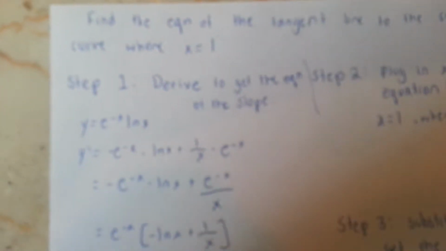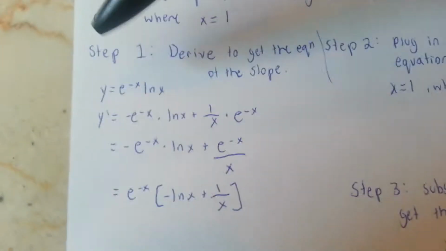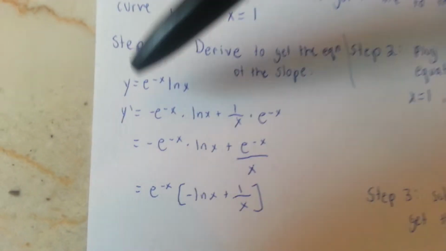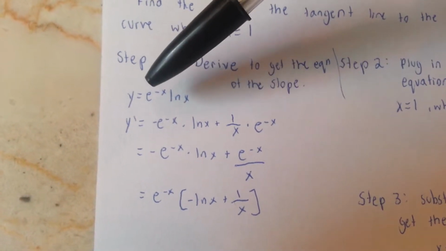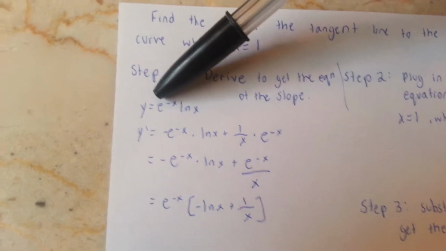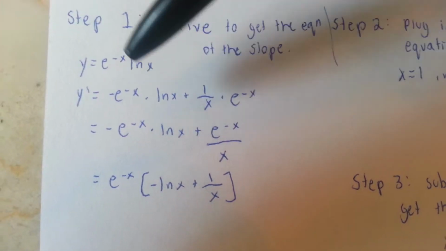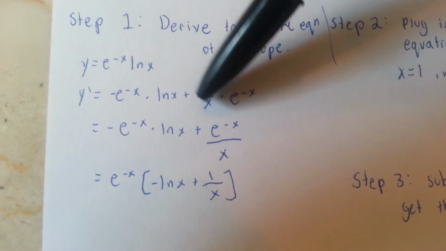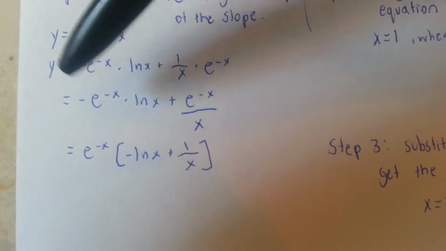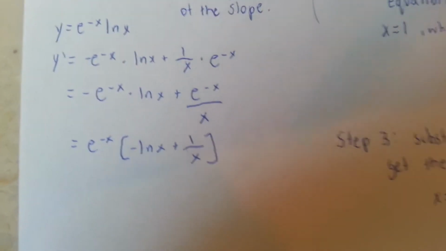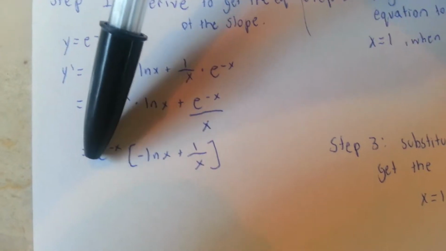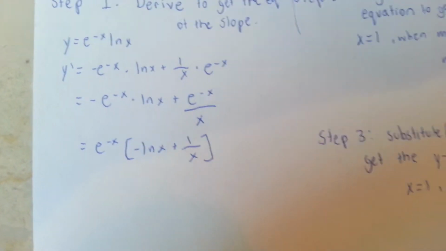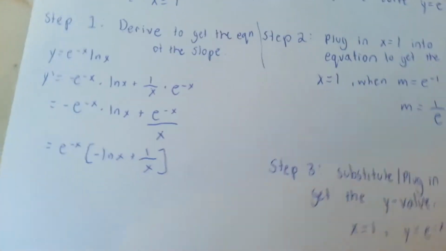Well, first we start with deriving to get the equation of the slope. So I actually use the product rule. So I derive this, leave this the same, and then do plus, derive this, then leave this the same. And then I got a common factor here. So I took out the common factor and ended up getting e to the negative x, negative ln of x plus 1 over x. So what do we do next?